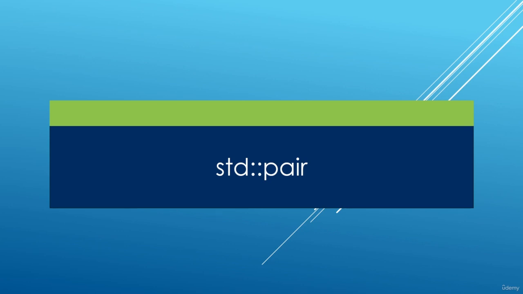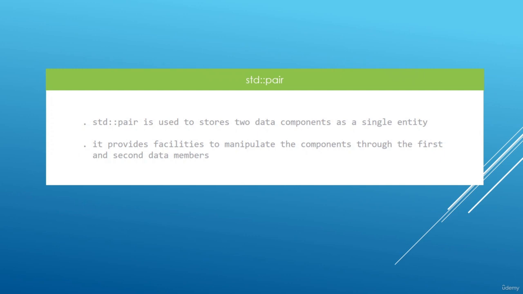In this lecture, we're going to learn about the std::pair type. This is a type we can use to group two pieces of data and treat them as a single entity. This type provides two data members that we can use to get the pieces of data that are inside. So we can go through first and second to get our data.